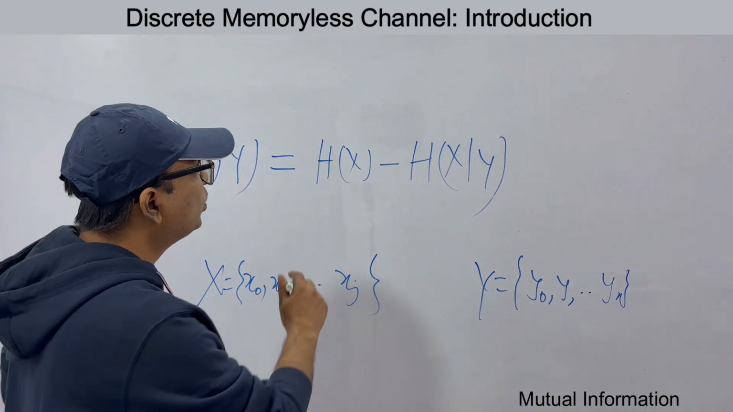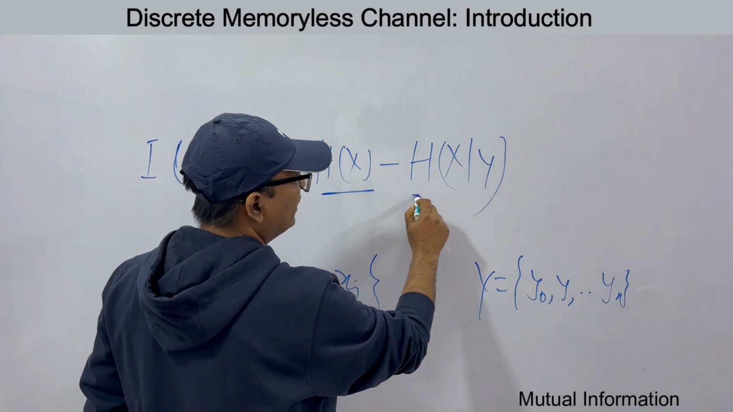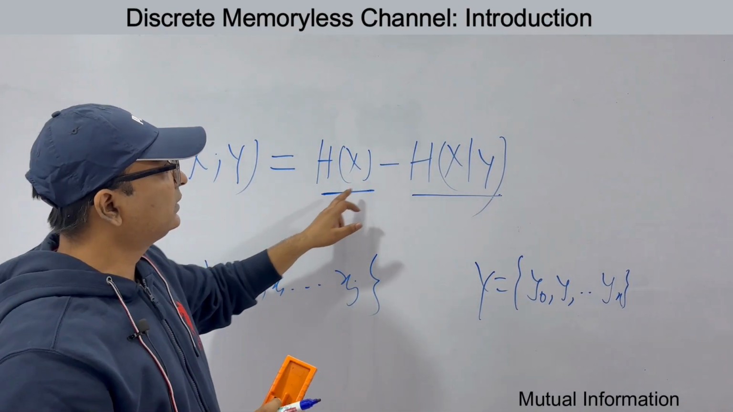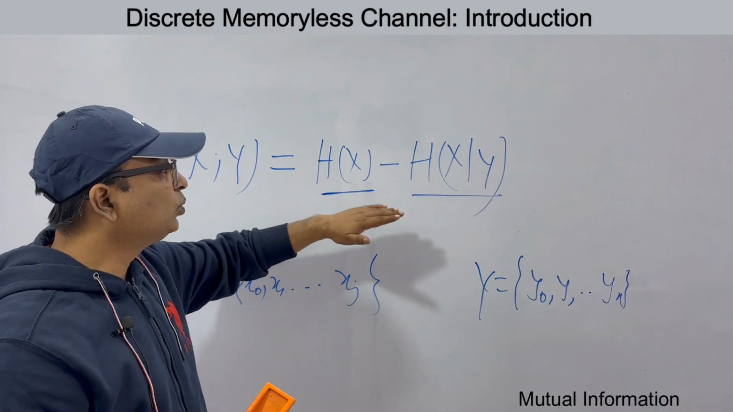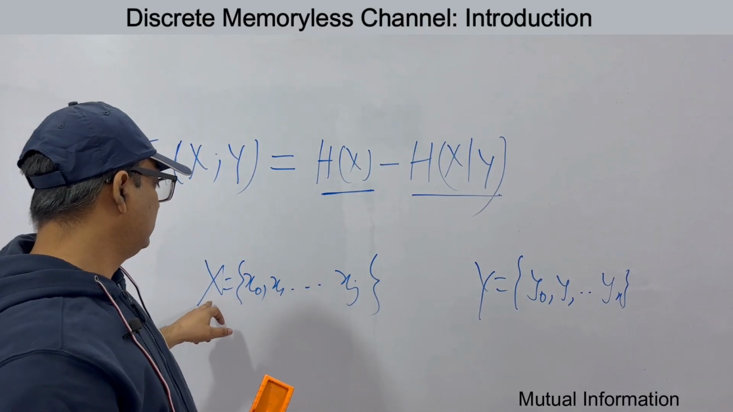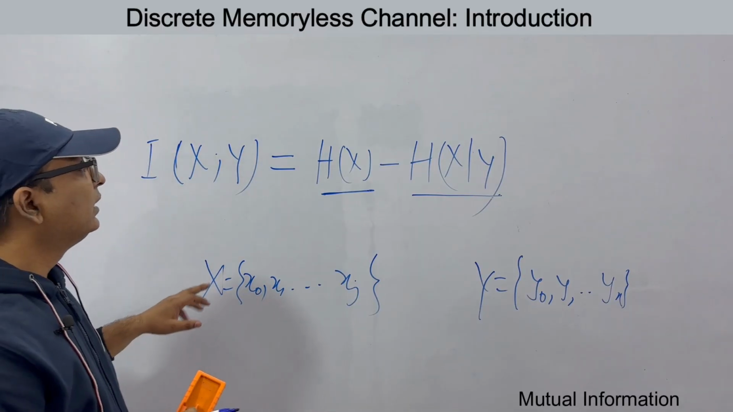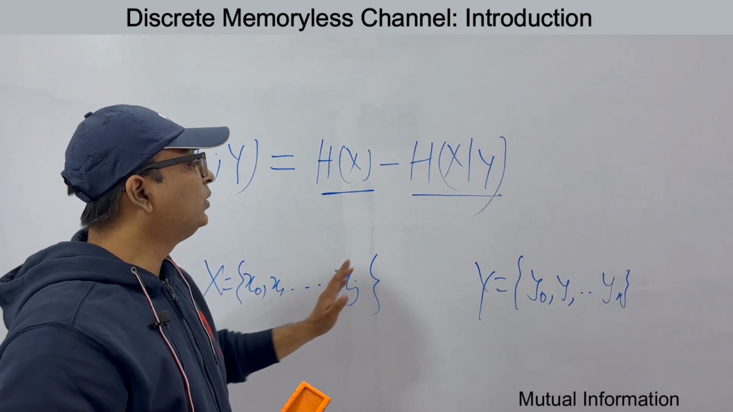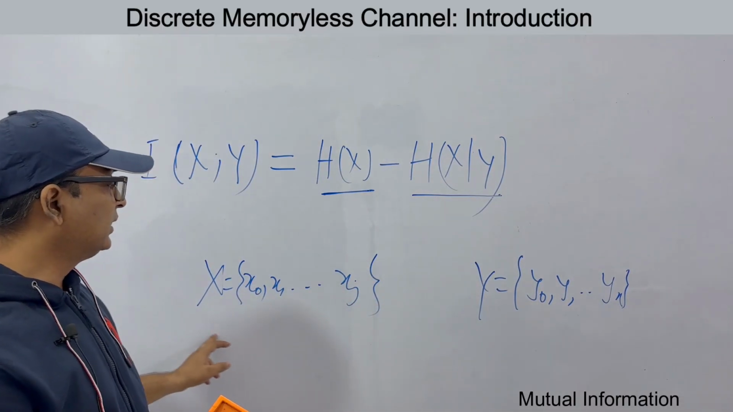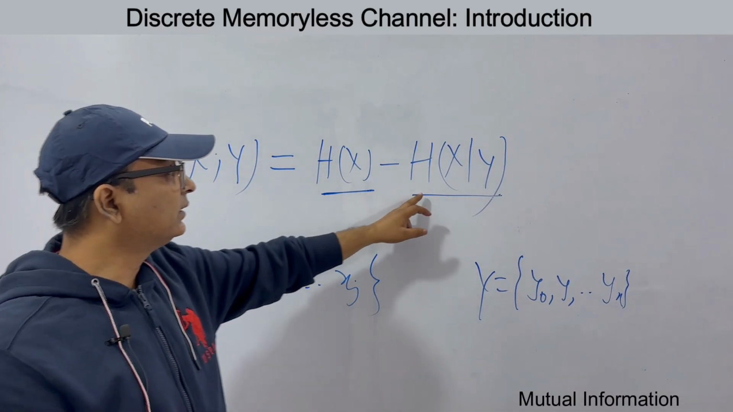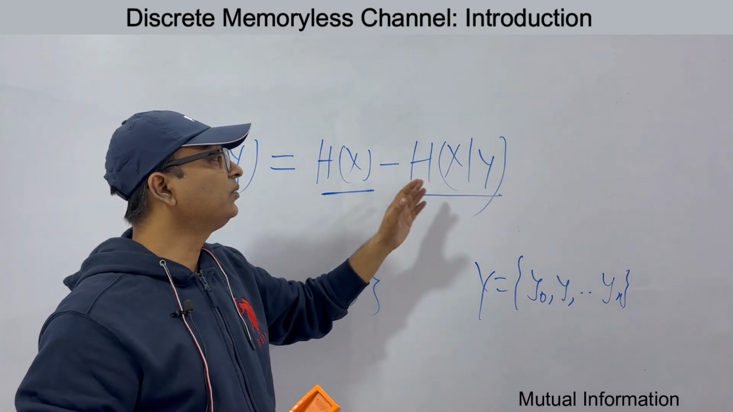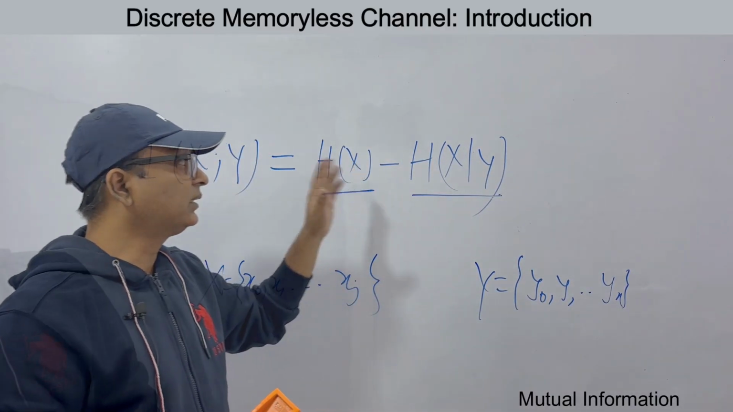Clear? Both these terms represent uncertainty about the channel input x. These two represent the uncertainty associated with this alphabet input. But this one is when we haven't observed what the output is, then what is the uncertainty? And this one is when we have observed the output, what is the uncertainty? So this is the meaning of H(X) and H(X|Y), the conditional entropy.